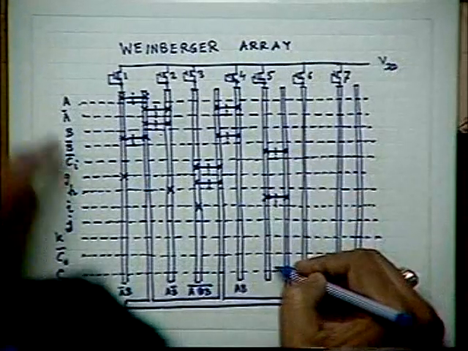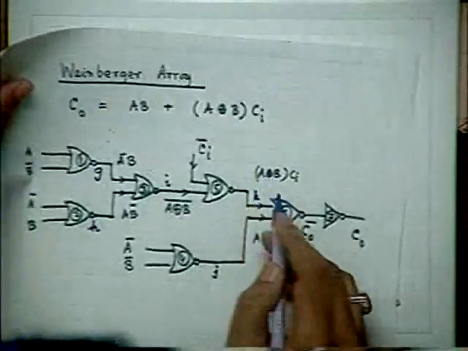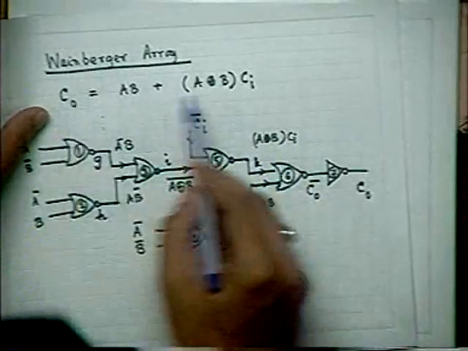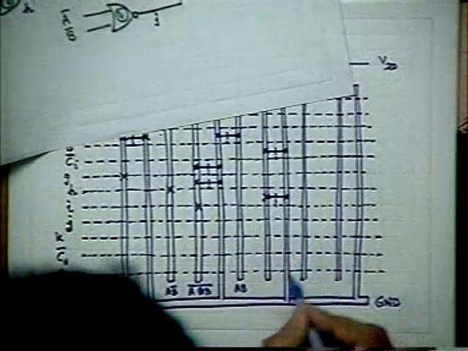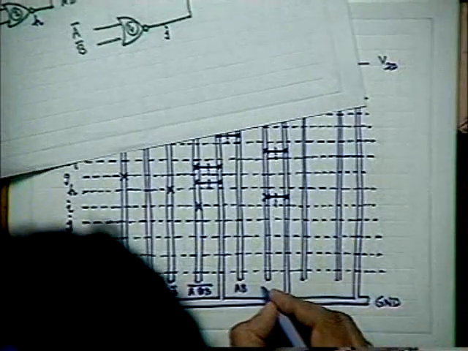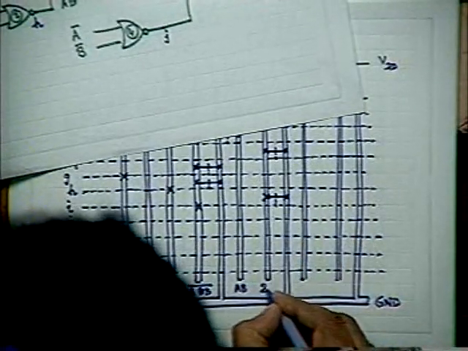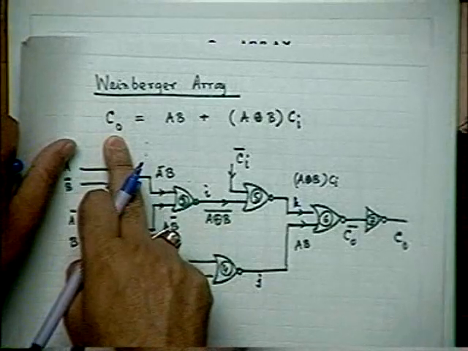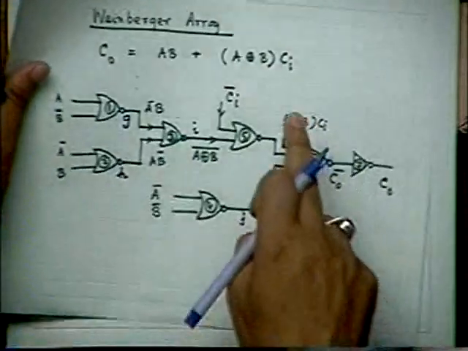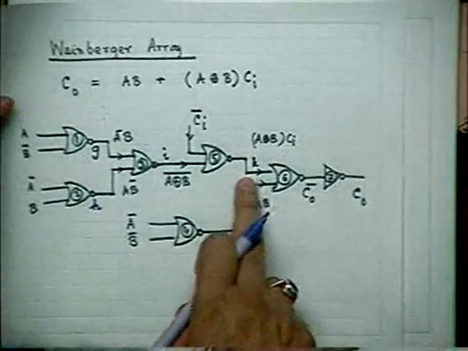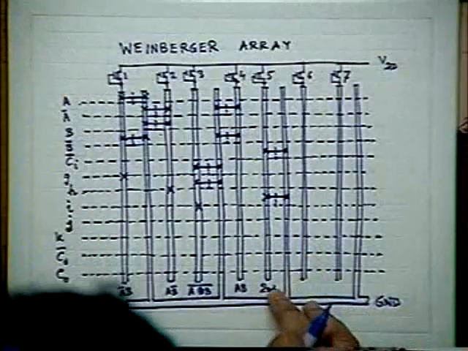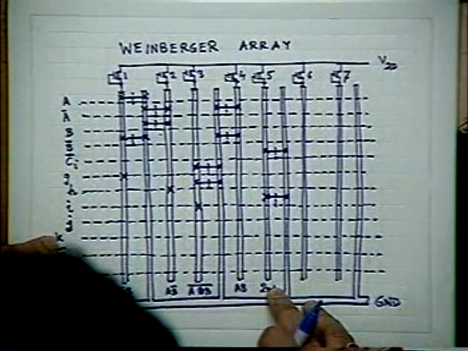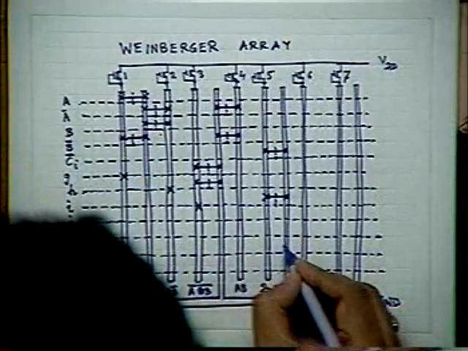And the output produces now this function, the second term of CO, which is nothing but K. So this output, I'm writing second. This is the second term of the CO function. And according to this diagram, this is nothing but K. This is called K. So this one has to be connected to K. K is this line.